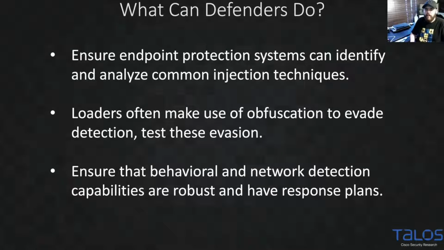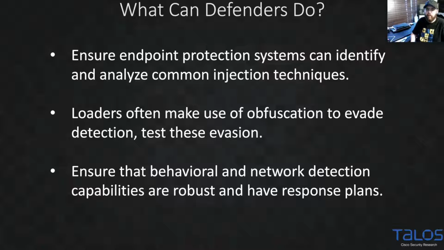So what are some ways that organizations can make sure that their systems are protected against these sort of loaders? One of the most important things is making sure that your endpoint protection systems can properly identify and analyze the most common injection techniques. We've demonstrated several ways that malware is typically using loaders to execute the infection process. It's really important to make sure that your endpoint protection systems can properly handle those sort of techniques, and make sure that you test those over time. As new techniques are developed, make sure that you're testing those techniques to ensure that your systems remain effective over the entire life cycle that you have them in place.